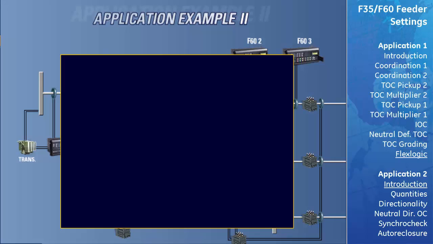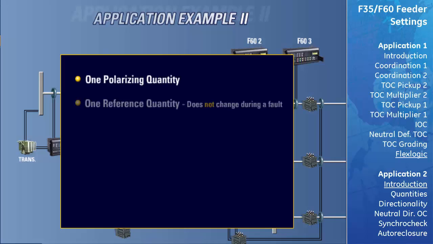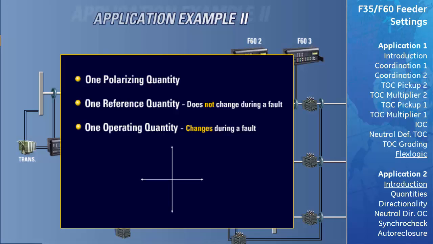The directional element needs to have one polarizing quantity, one reference quantity that doesn't change during faults, and one operating quantity which does change during faults. Generally, the directional element uses a voltage vector as a reference quantity. The direction of a fault can be determined by comparing this reference quantity, which is the voltage phasor, to the operating quantity, which is the current phasor. The angle between them determines if the fault is in the forward direction or the reverse direction.